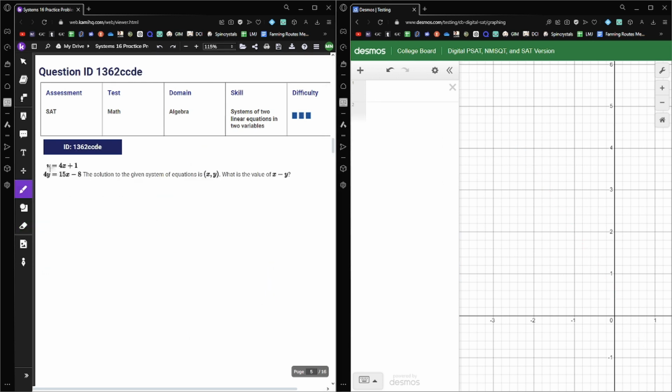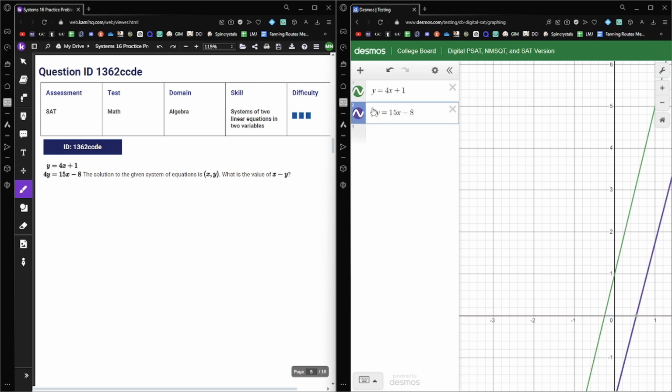Question number 5. We have this system right here. The solution to the given system of equations is xy. What is the value of x minus y? Alright, how's this difficulty 3? How's this the hard difficulty, man? All you gotta do, first things first, plug this into Desmos. So y equals 4x plus 1, and 4y equals 15x minus 8.